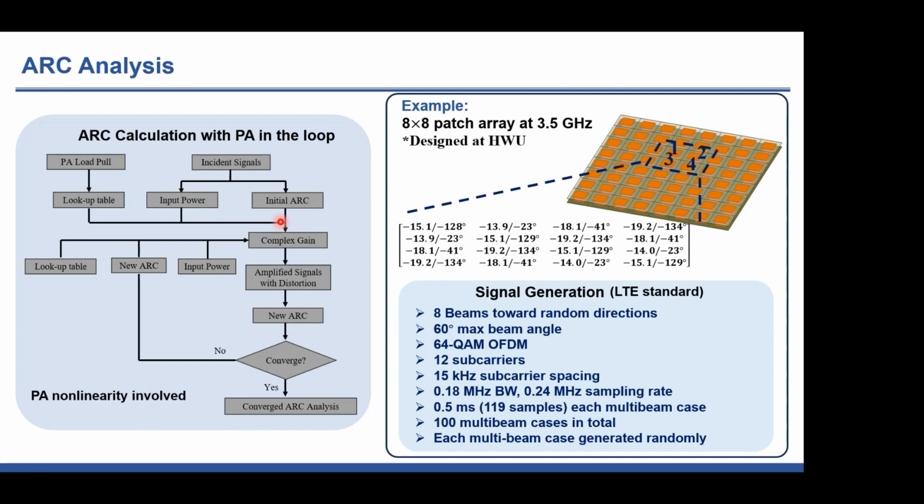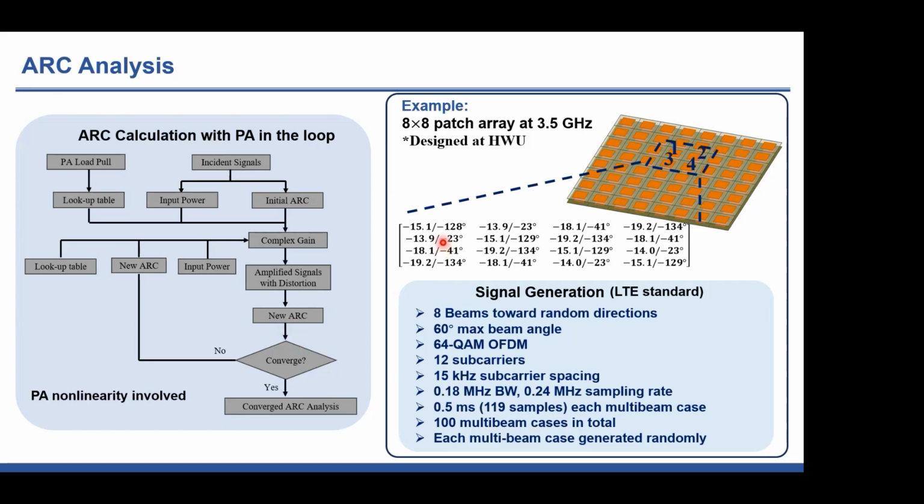If there's a change, this means the ARC doesn't converge. We need to run the iteration again. And until finally we get the converged ARC, we use this ARC for our analysis.